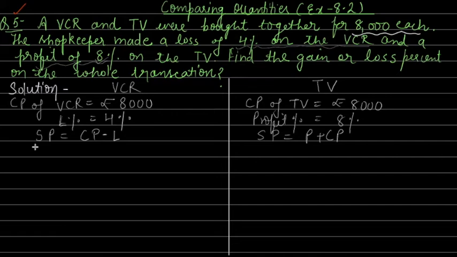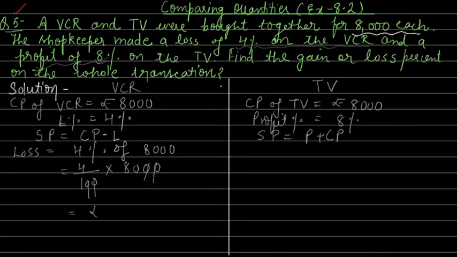Okay, so how we are going to do that? SP is CP minus L. If I want to calculate the loss, how much it will be? 4% of 8,000 rupees, which is CP, right? So 4 upon 100 of 8,000. These two zeros are cancelled. 8 fours are 32. It means loss is how much? Rupees 320. So this is loss in this case.